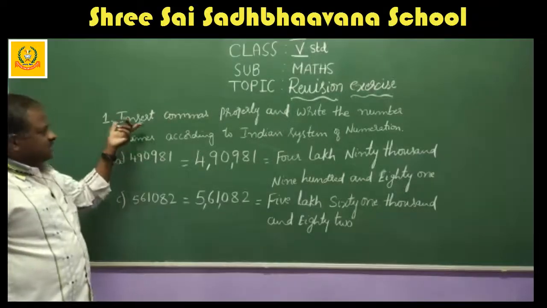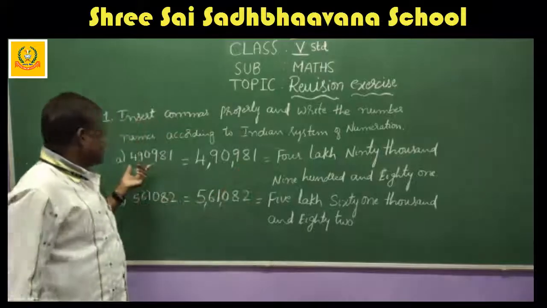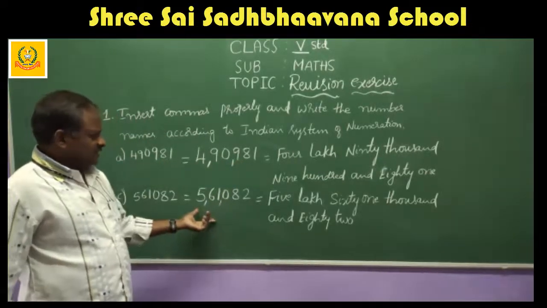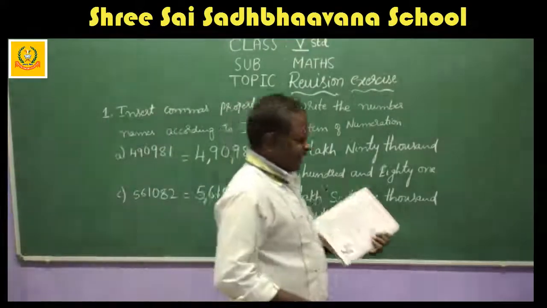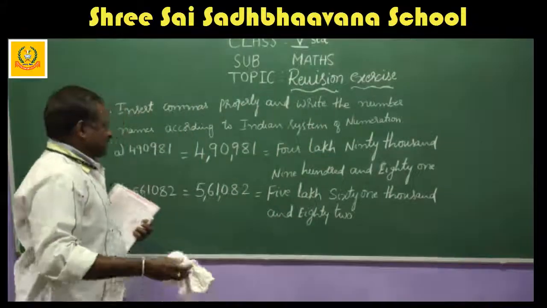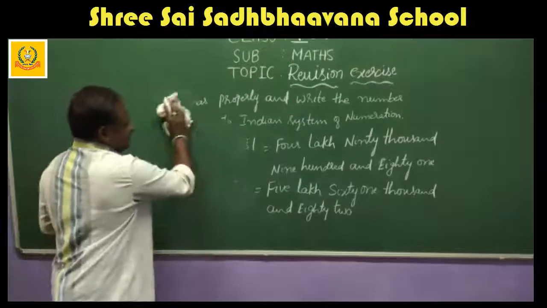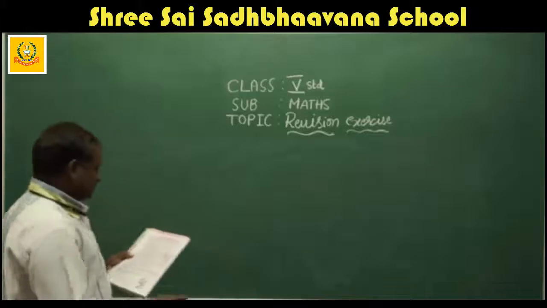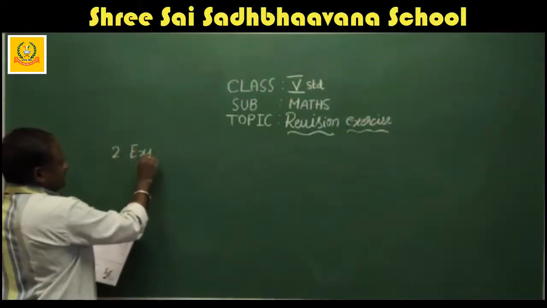So this is the first problem: insert commas properly and write the number names according to the Indian system of numeration. That is 4,90,981, and the second one is 5,61,082. Okay, next we will go for the next. Expand the following numbers. I hope you understand this very well. Now the second main: expand the following numbers.